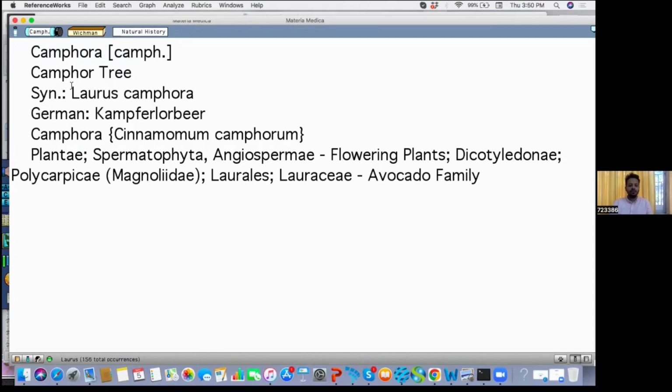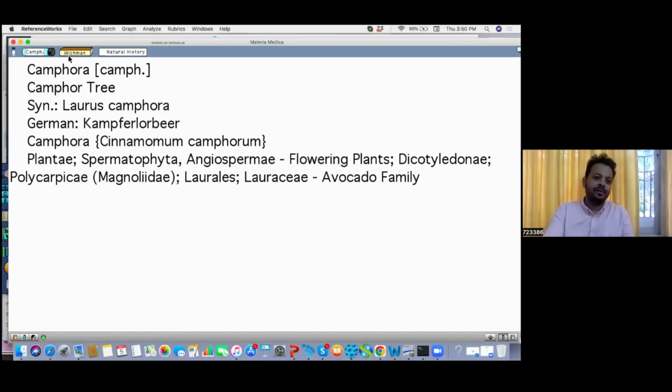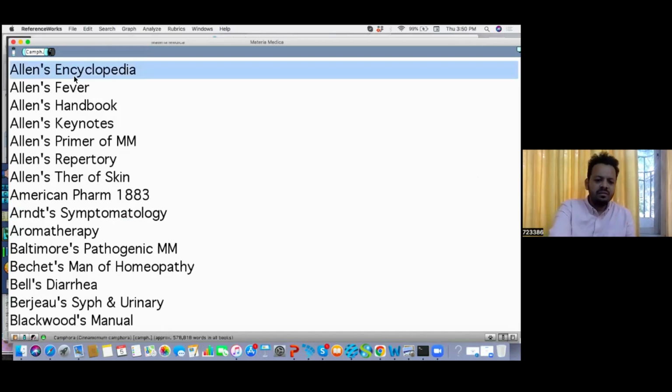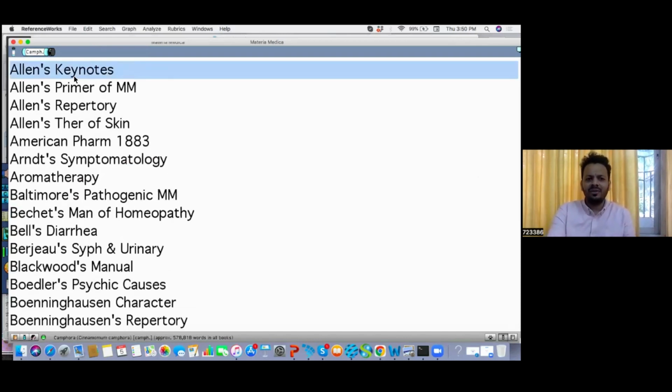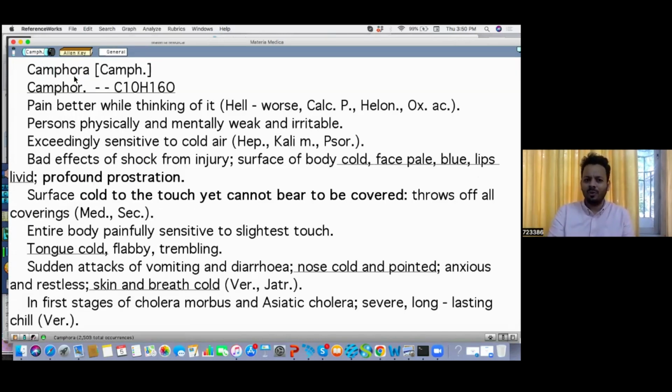Camphora belongs to the magnolid family, avocado family in that way. And I think camphor is one of the most well-known remedies in homeopathy, known as the universal antidote. I'll just go over some very important keynotes of camphor that we all should know, and we already know.